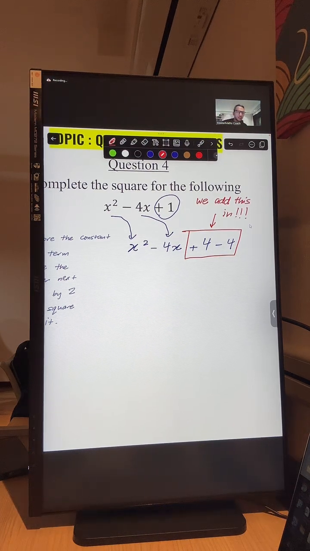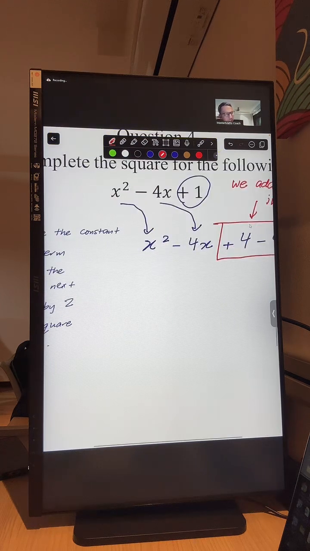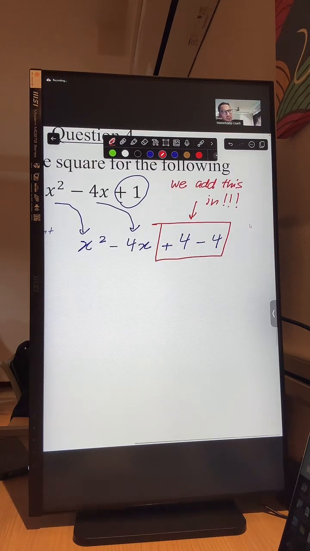Exclamation mark, exclamation mark, exclamation mark, because this is what you have to do in completing the square. You have to put in this plus 4 and then minus 4. Depending on what the term in front of your x is, you put in your plus 4 or your plus 8 or your plus whatever, and you have won half the battle. Completing the square is actually very, very simple, guys.